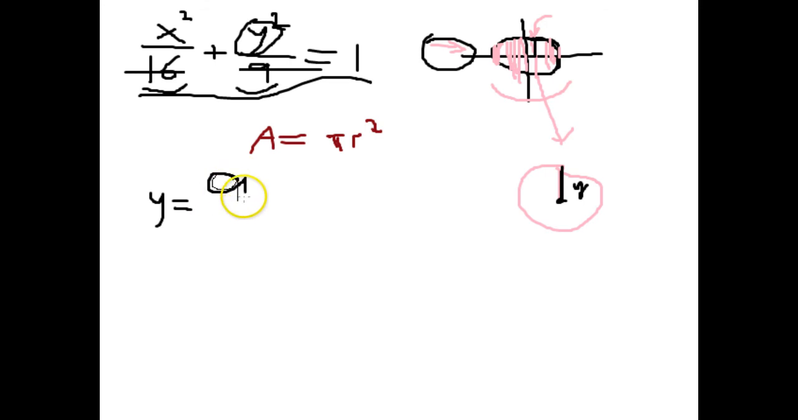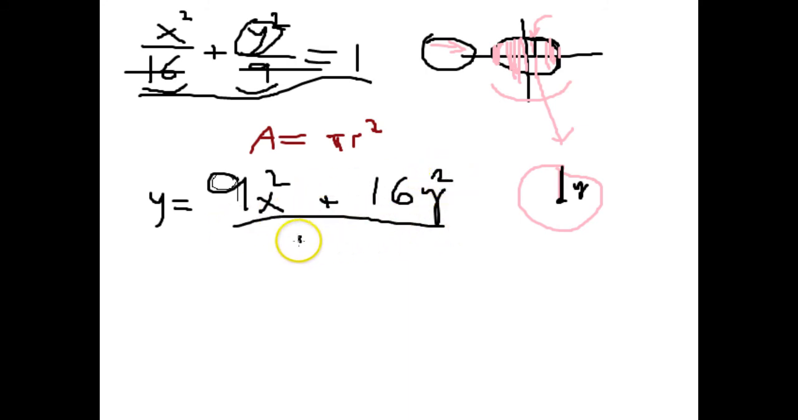Okay, so 9x squared plus, now 16 times 9 is 144. You see what I'm doing here? 9 squared all over 144.